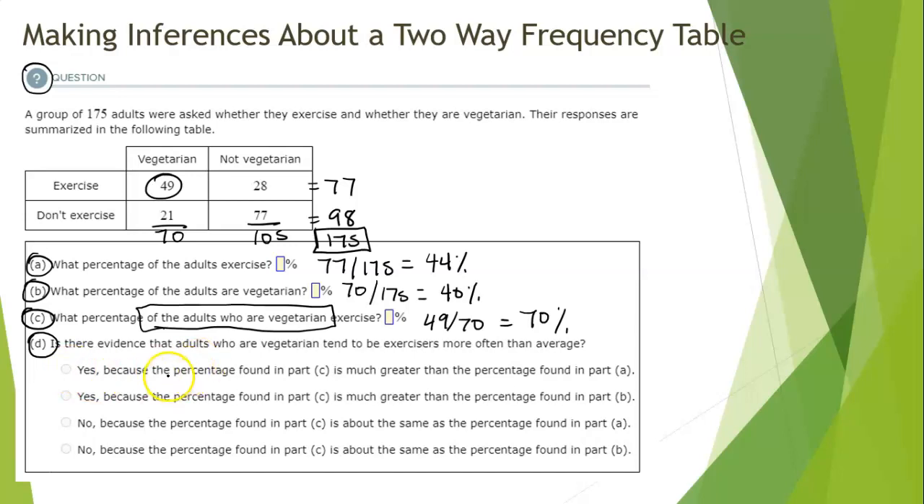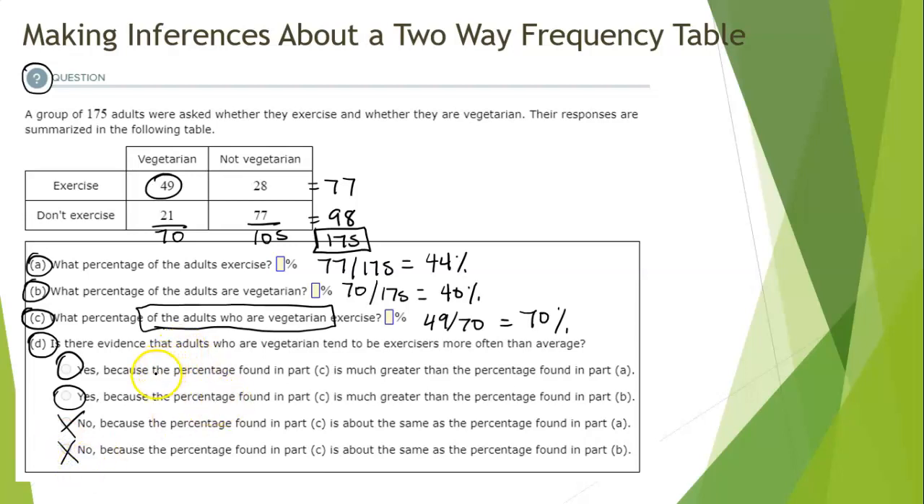All right, so the first one, yes, because the percentage found in part C is much greater than the percentage found in part A. Maybe. Yes, because the percentage found in part C is much greater than the percentage found in part B. Well, that's also true, so we're going to have to narrow that down a little bit. No, because the percentage found in part C is about the same as the percentage found in part A. That's not true. No, because the percentage found in part C is about the same as the percentage found in part B. That's not true.